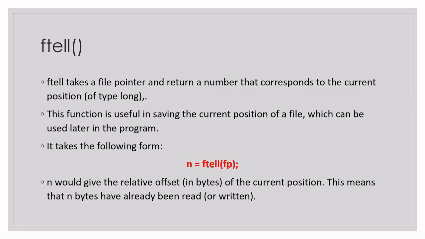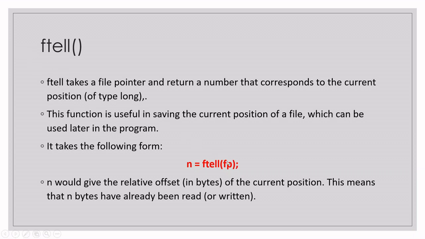First is the ftell function. First you can check the syntax: n is equal to ftell of fp. So fp, you already know, is a file pointer. ftell fp means it returns a number that corresponds to the current position. So at this moment, where is that cursor, or where is the pointer in the file? Or you can use the word cursor so that it will be easy to understand. So at that point, where is that file pointer located? That is given by ftell.